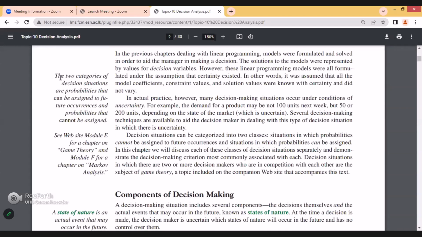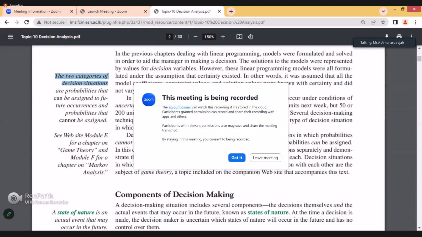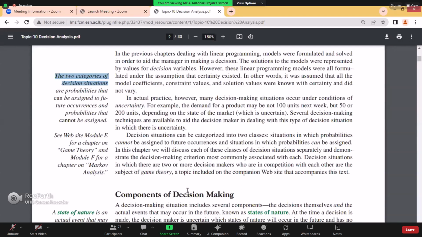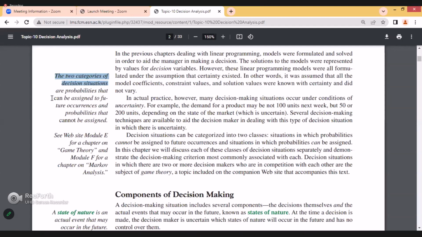Basically, there are two categories of decision situations, where probabilities are assigned: knowing the probability, and not knowing the probability. Regarding some future events, we know the probabilities, or we do not know the probabilities. So these are the two categories of decisions.